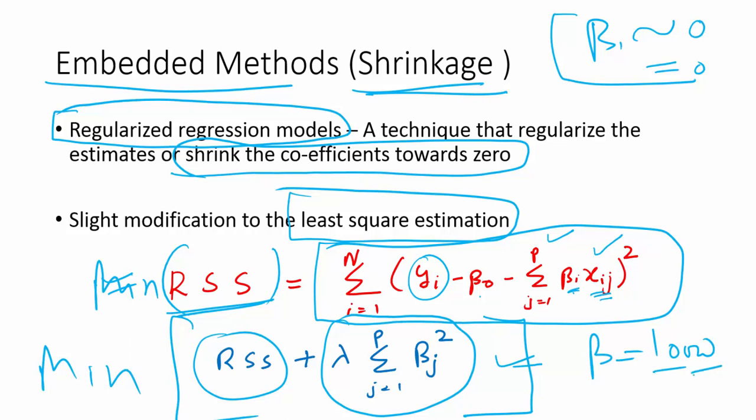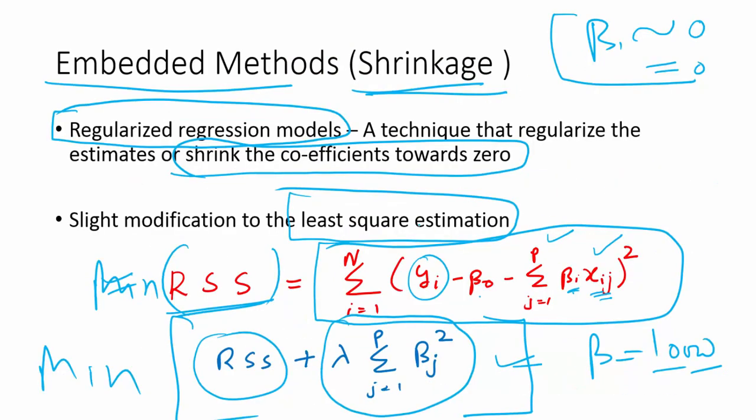And what is the benefit of it? Because what happens is that some unimportant variables which are having very high impact on your target variable should get low value, so that it gives a better prediction. Okay. And there are basically two types of shrinkage method, lasso and ridge.